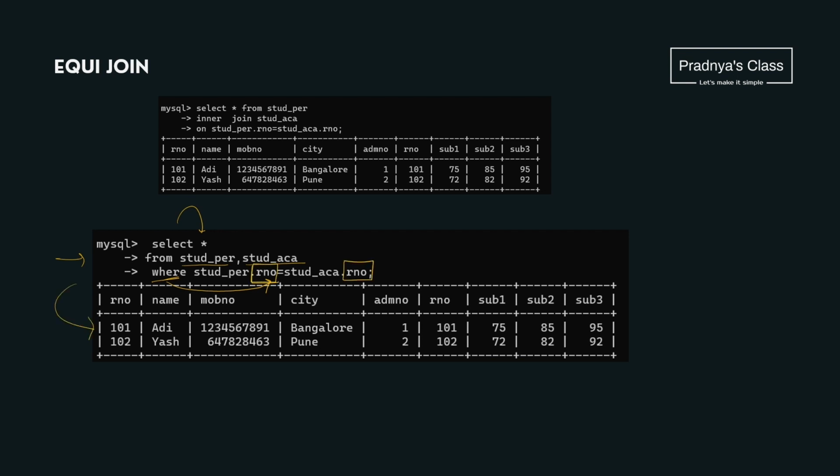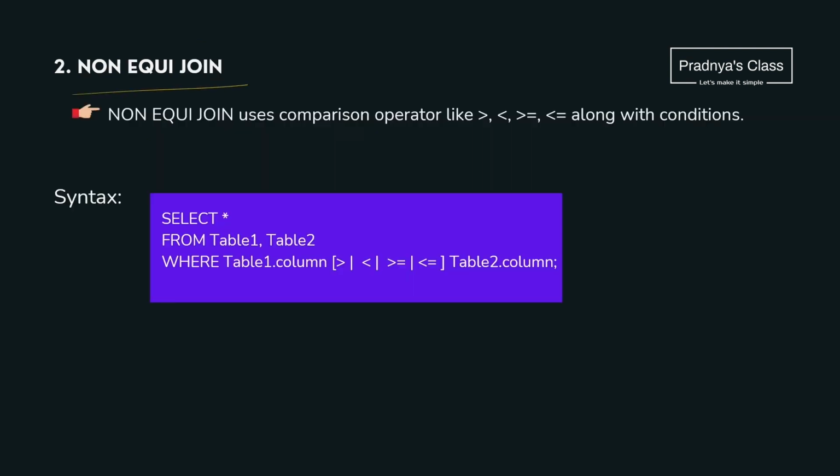Look at the output. We are getting only common records from both the tables. That's why it is just like inner join. The way of writing the query is different. In equi join we are using the where clause, but in case of inner join we write the inner join keyword with the on clause. Then what is non-equi join? In case of equi join we use the comparison operator equals to, whereas in case of non-equi join we will be using these comparison operators: greater than, less than, greater than equal to or less than equal to.